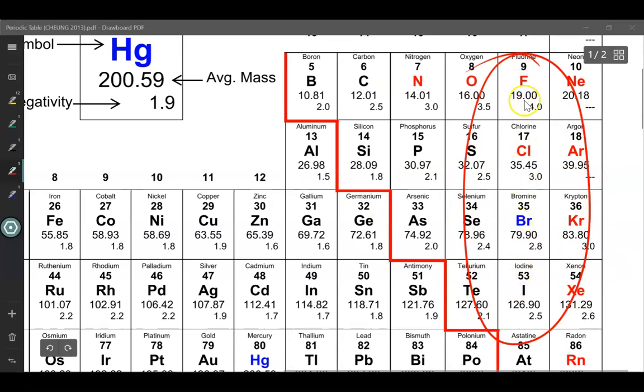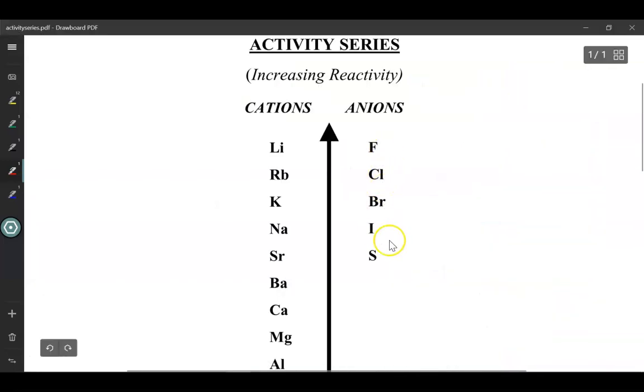So fluorine is at the top, chlorine, bromine, then iodine. So fluorine can bump out everyone else. Chlorine can only bump out bromine and iodine, and bromine can only bump out iodine. We don't have to worry about the other non-metals because they don't typically participate in single displacement reactions. It's usually the halogens we need to worry about. So again, fluorine, chlorine, bromine, iodine, sometimes sulfur if you see it.